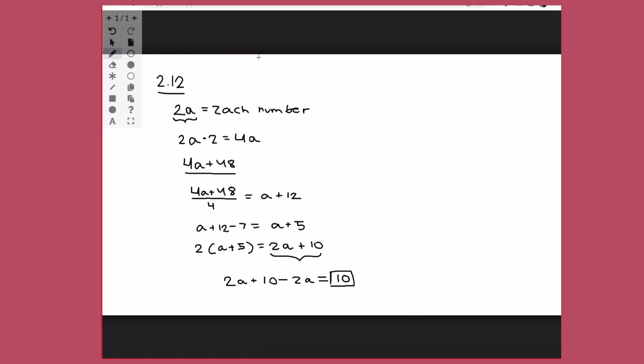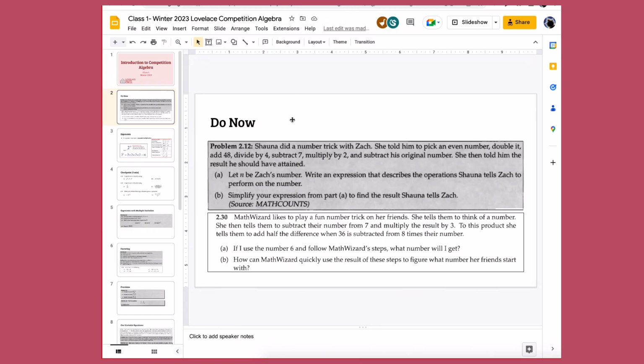Does anyone have any questions about this? Okay, so this should have been a relatively simple problem. The main thing here is you just look at the numbers that you get between each of the steps, and then you should be able to get your answer.